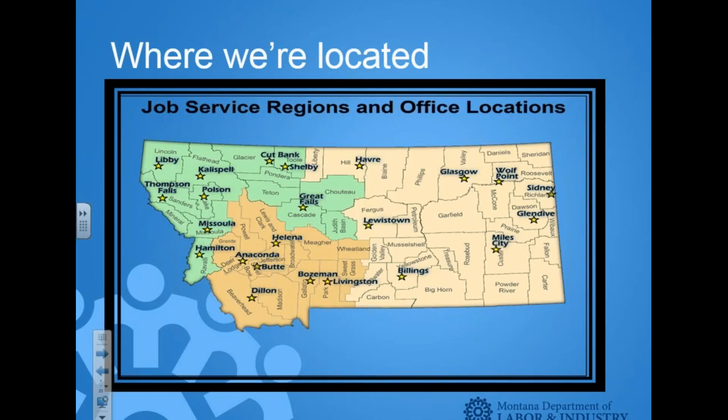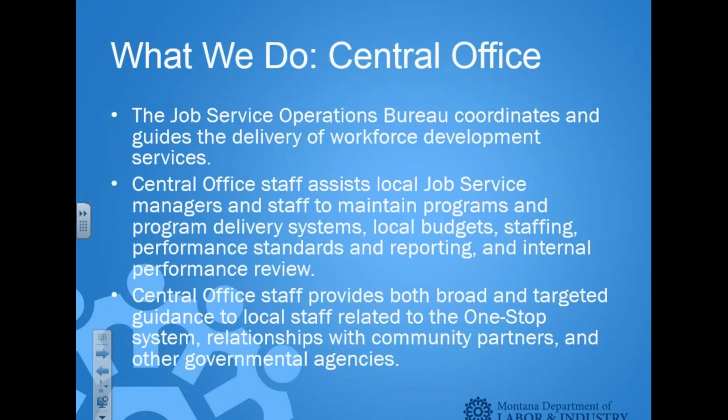We are divided up into 3 regions. You can just see them there in different colors. Central office, as you can imagine, coordinates with agency partners, with federal partners, is involved in things like making sure that we answer our federal reports, all of those kinds of things. And then, of course, providing direction and support to the local offices around the state.